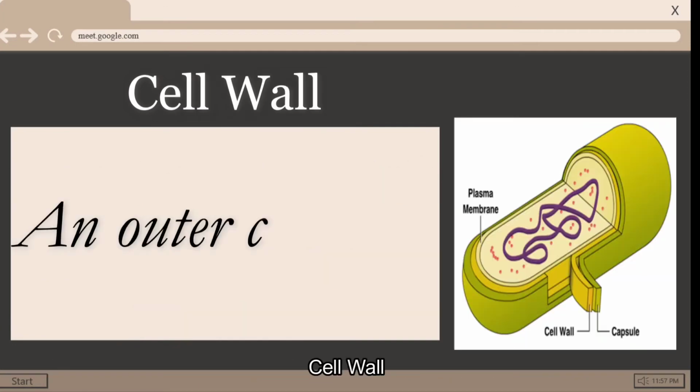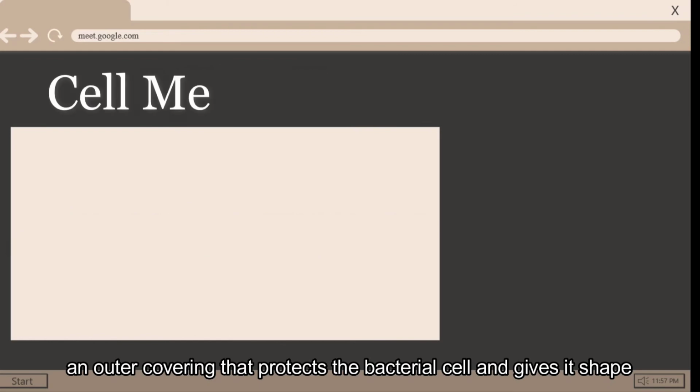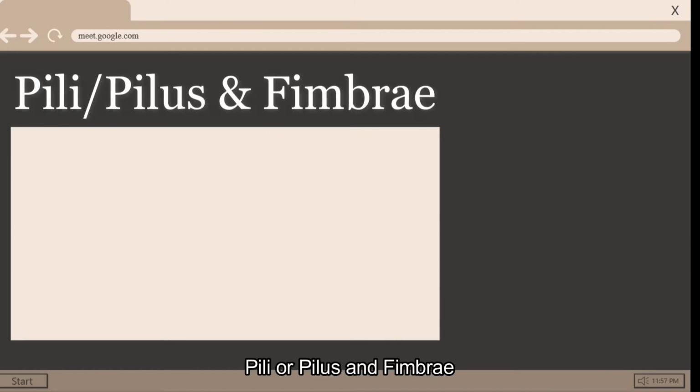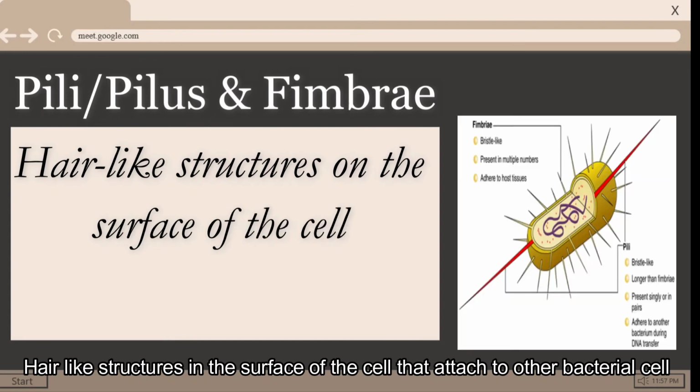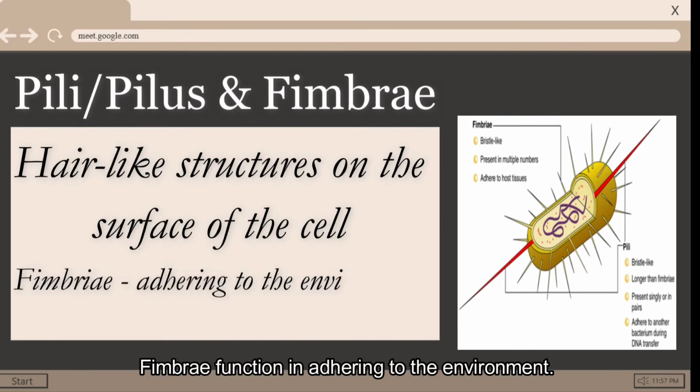Cell wall: an outer covering that protects the bacterial cell and gives it shape. Cell membrane: surrounds the cell cytoplasm and regulates the flow of substances in and out of the cell. Pili or pilus and fimbriae: hair-like structures on the surface of the cell that attach to other bacterial cells. Shorter pili called fimbriae help bacteria attach to surfaces. Fimbriae function in adhering to the environment.